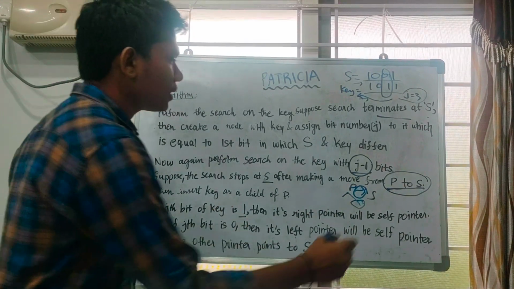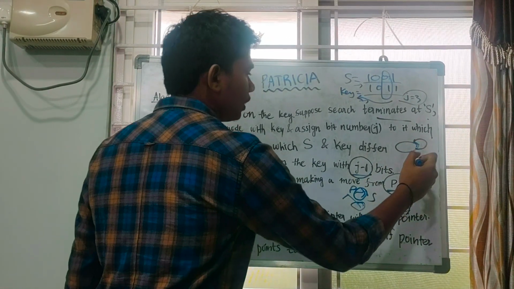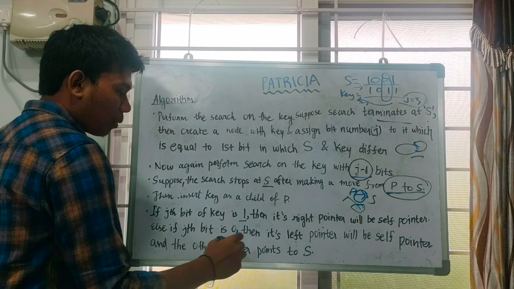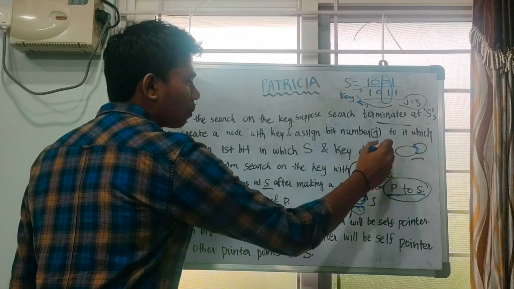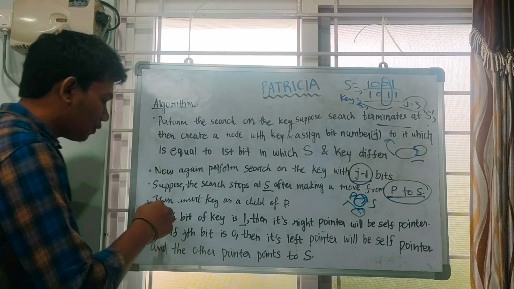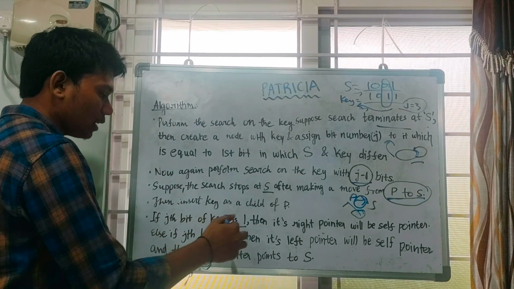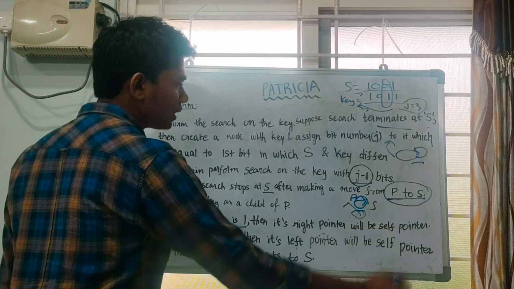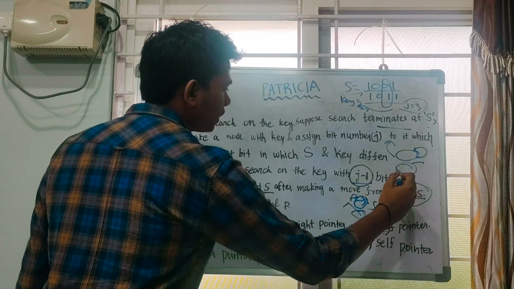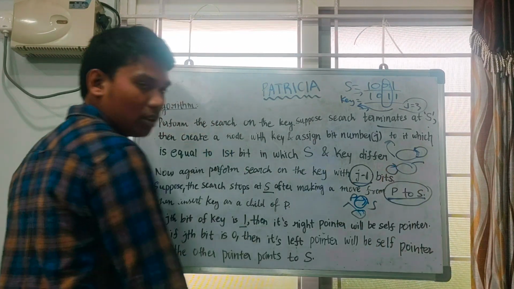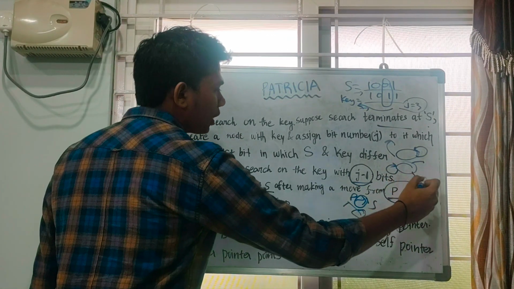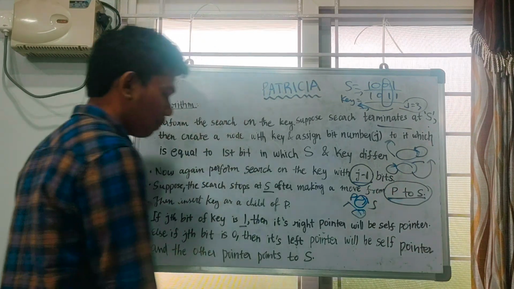Its right pointer will be the self pointer in this way, and the other pointer points to the S, the other pointer points to its parent. And if the jth bit is 0, then its left pointer will be its self pointer, and the right pointer will point to its root element, that is S.